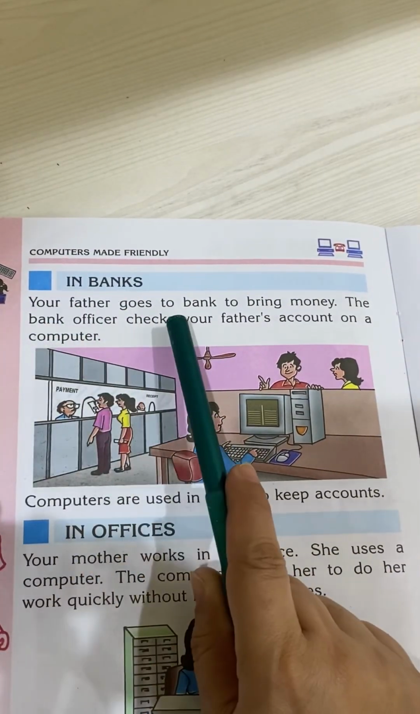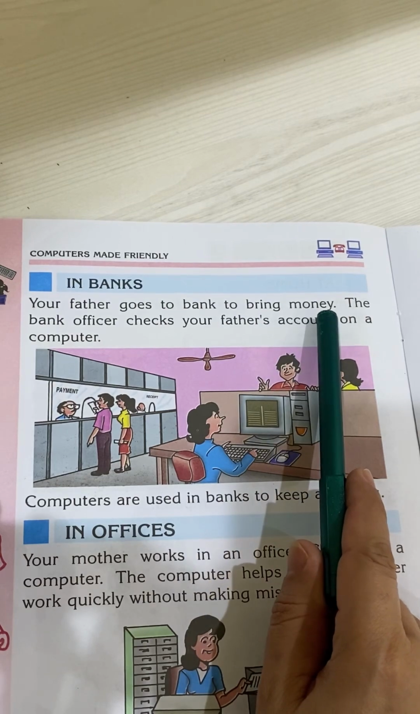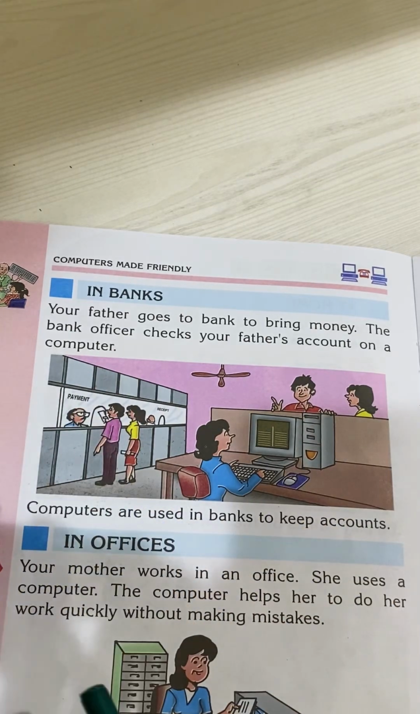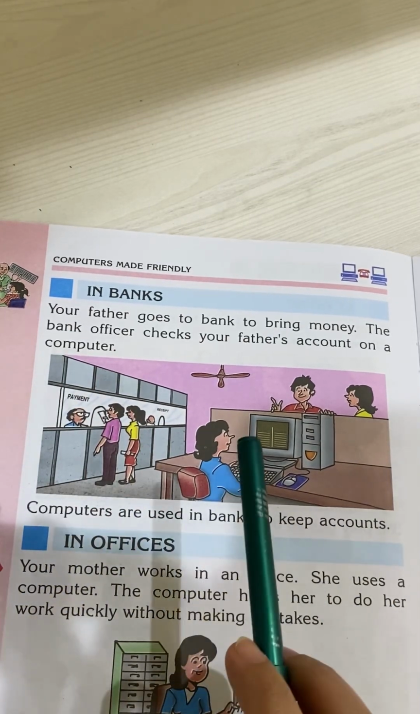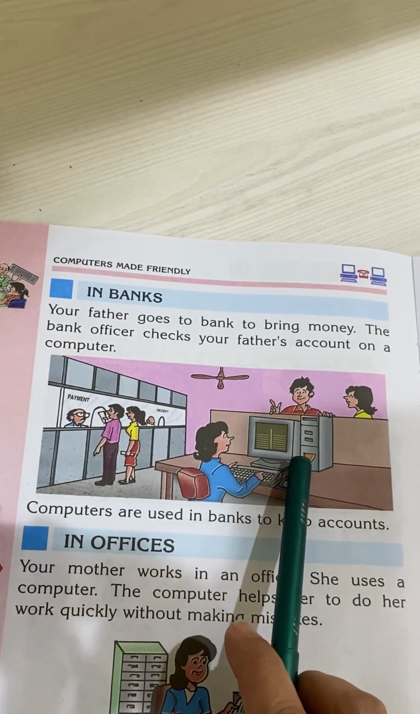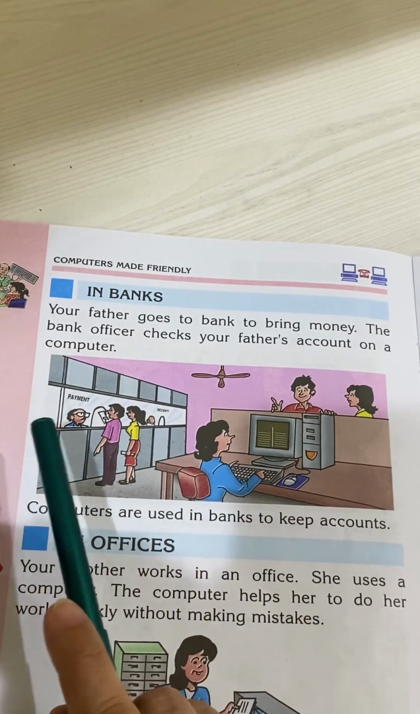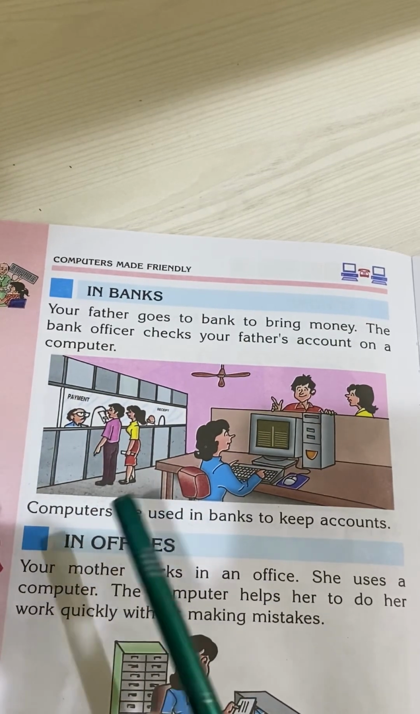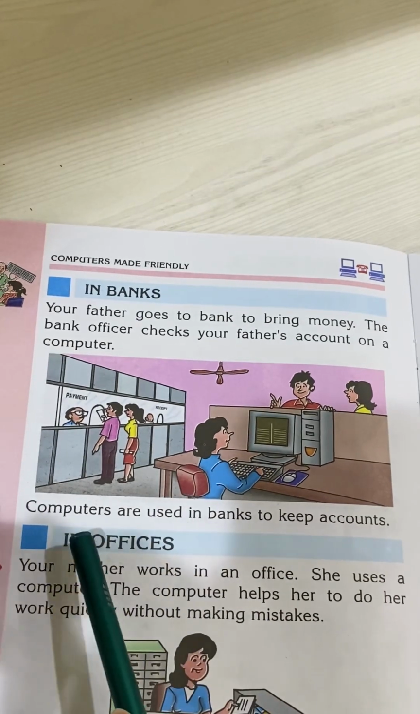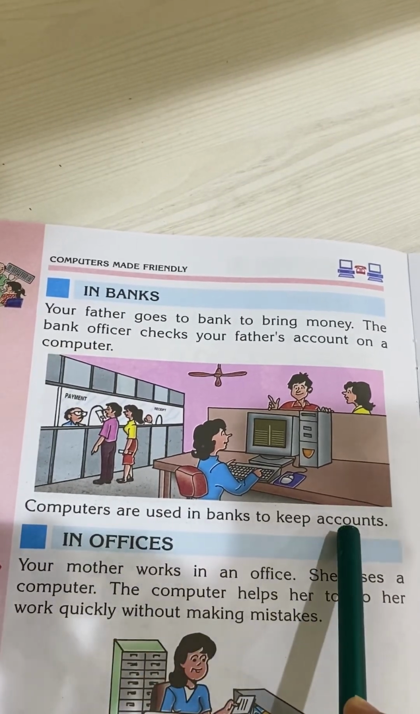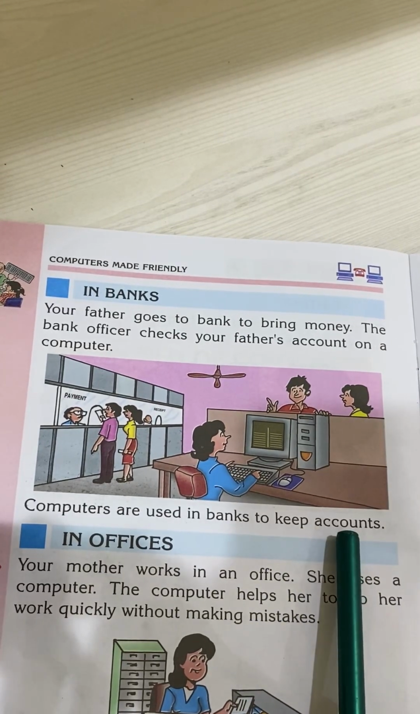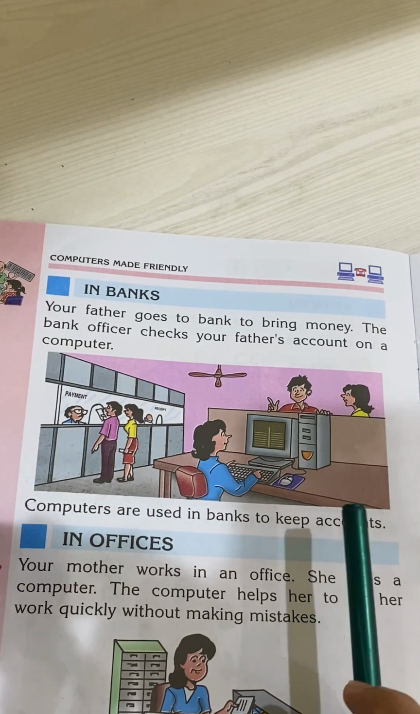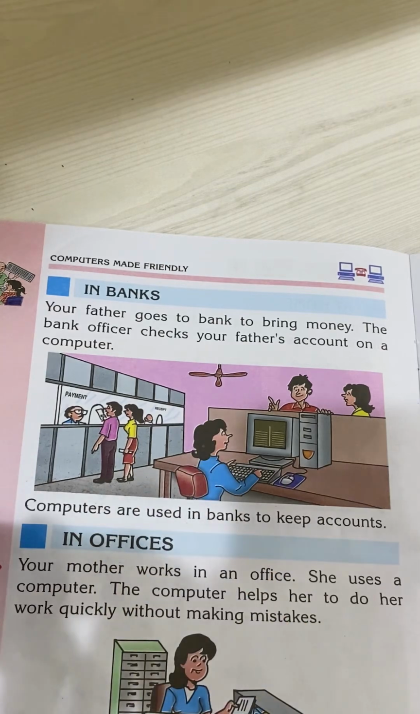In banks, your father goes to the bank to bring money. The bank officer checks your father's account on a computer. Like this, in this picture, the accountant is checking the details of the account, and from this counter you can take the payments, and from this counter you can take the receipts of your different tasks that you have done in the bank. Computers are used in banks to keep accounts. Here you can show some account checkbooks or account details to your kid, so that he or she easily understands how computers are used in banks.